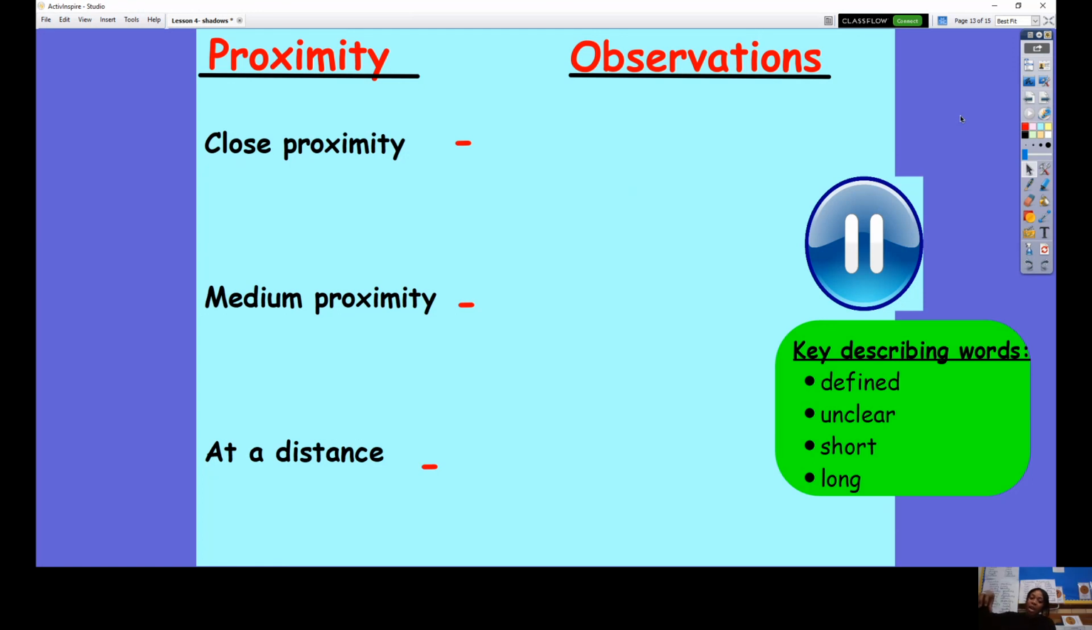Then move it slightly further away and record your observations for medium proximity, and then hold your light source at a distance and record your observations of what you notice about the shadow at a distance. The shadow is going to change, okay? Some shadows are going to be more defined, some are going to be unclear. Some might be short, some might be long, but depending on the object, some of your shadows might be smaller, some of your shadows might be bigger.